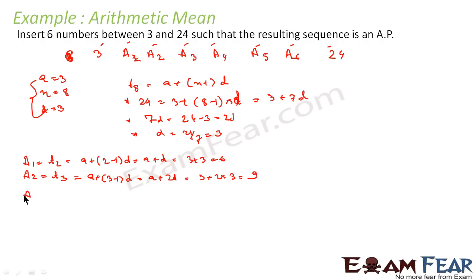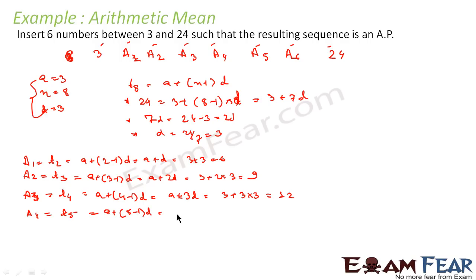Similarly, A3 is nothing but the fourth term, T4, and this is a plus 4 minus 1 into d, that is a plus 3d, and this is 3 plus 3 into 3, that is 12. Similarly, we will find A4. A4 is nothing but the fifth term, T5, which is a plus 5 minus 1 into d, that is a plus 4d. If you put the values of a and d, this becomes 3 plus 4 into 3, and that comes out to be 15.